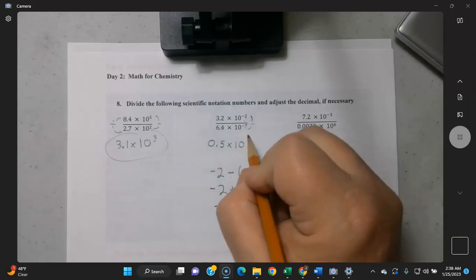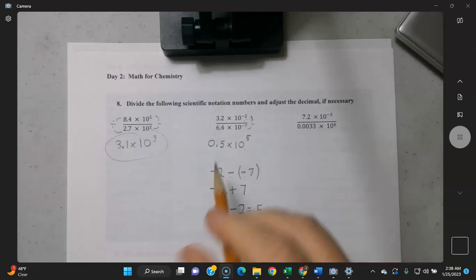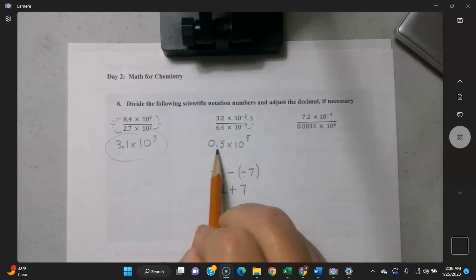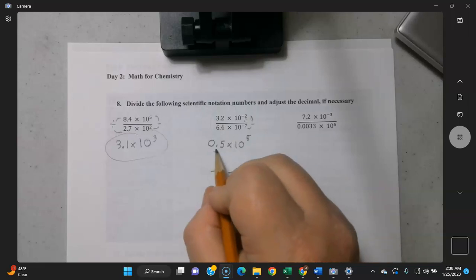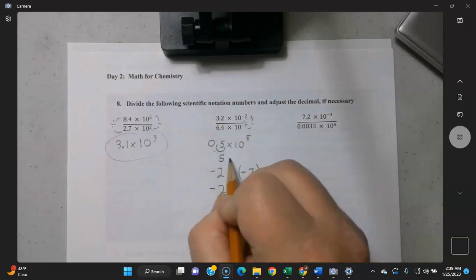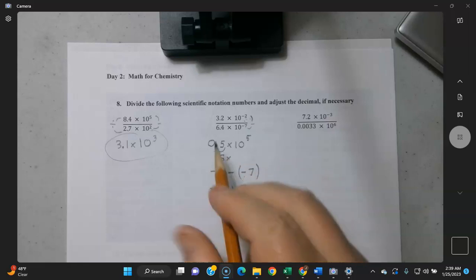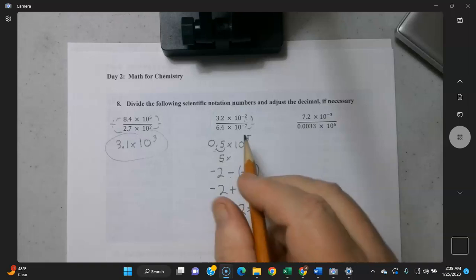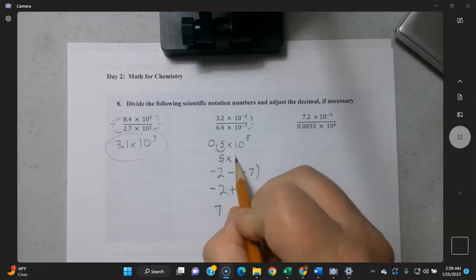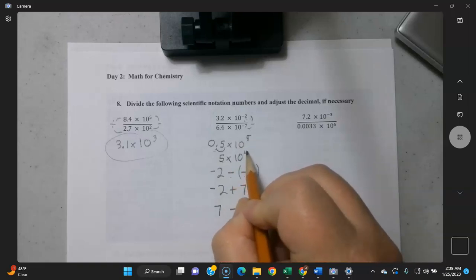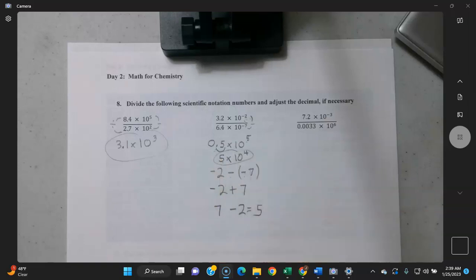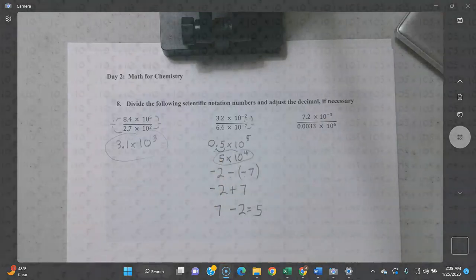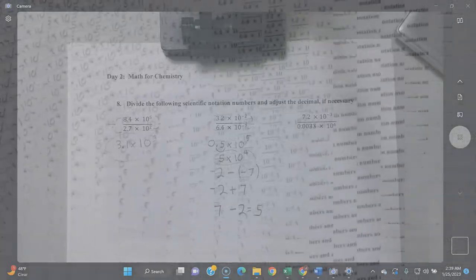So this is to the 5 power. Okay, but this is not a number between 1 and 9.99. So we're going to move the decimal over to here and make it 5. Now this time we made this number bigger. It went from 0.5 to 5. So we've got to make this number smaller to compensate for that. So it's 5 times 10 to the 4th, and that is your final answer. Okay? All right, let's keep going.